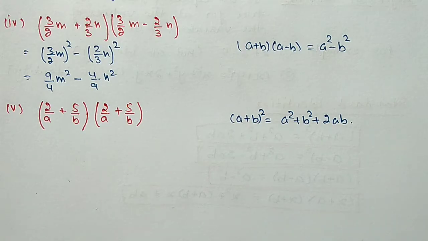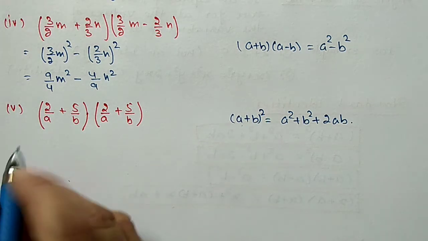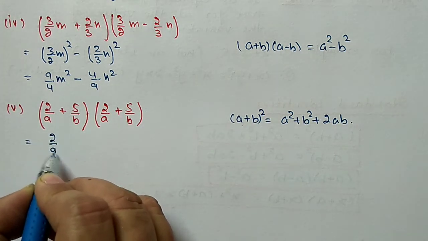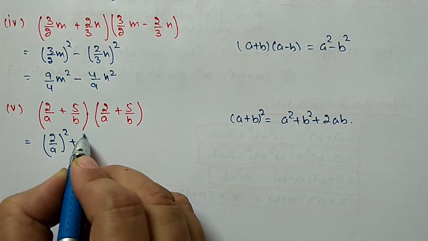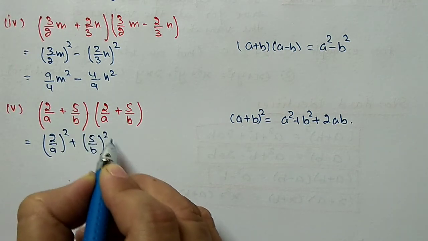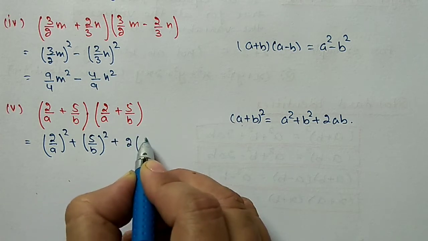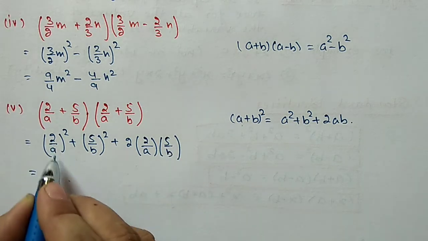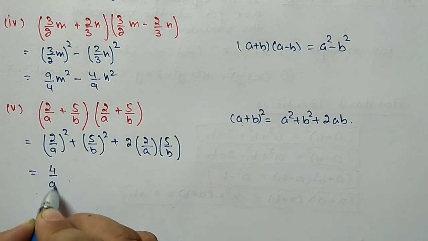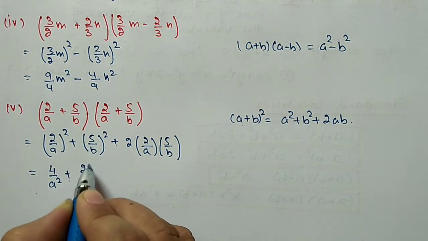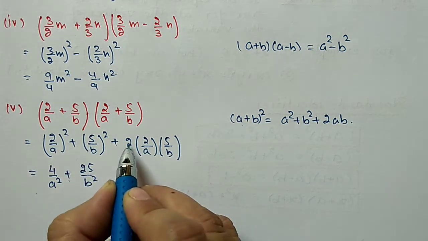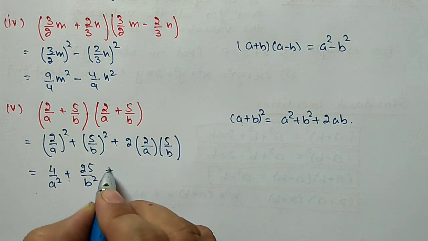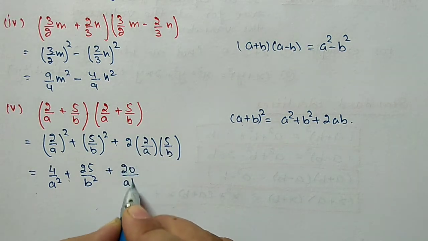Fifth part, (2 by a plus 5 by b) and then again (2 by a plus 5 by b). Both the brackets are same. So we will use the (a plus b) whole square formula. So a is 2 by a whole square plus b square means (5 by b) whole square, then plus 2ab, 2 by a and 5 by b. (2 by a) whole square means 4 by a square and this will be 25 by b square, and here you can multiply 2 into 2 is 4, and 4 into 5 is 20 by ab.